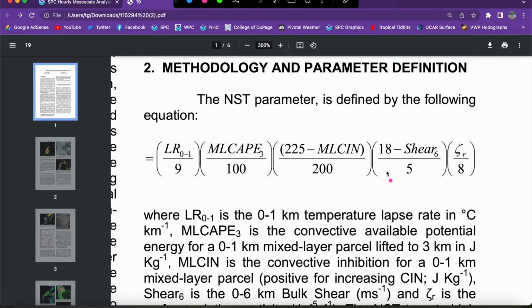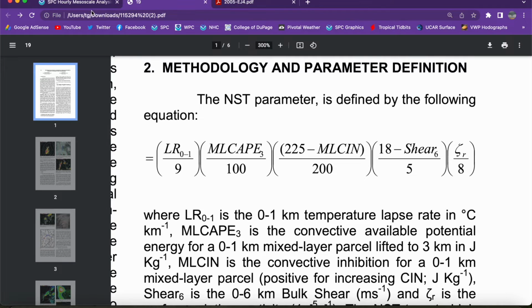Basically, it's just a way to help us get more usable, more workable outputs from the non-supercell tornado parameter so that we're not dealing with a bunch of different, super long decimal places. So anything greater than 1, if the non-supercell tornado parameter is greater than 1, that is an area that could potentially harbor more possibility for landspout tornadoes than surrounding areas.